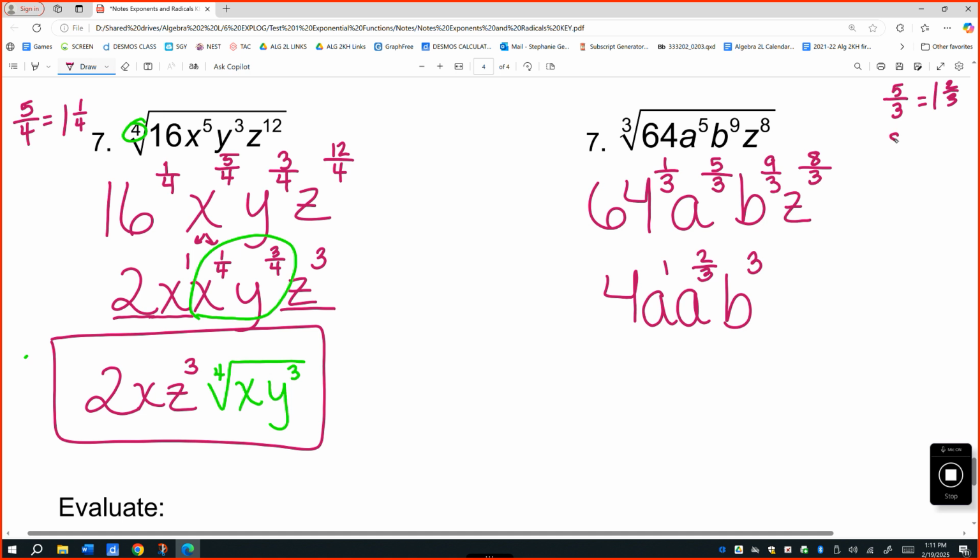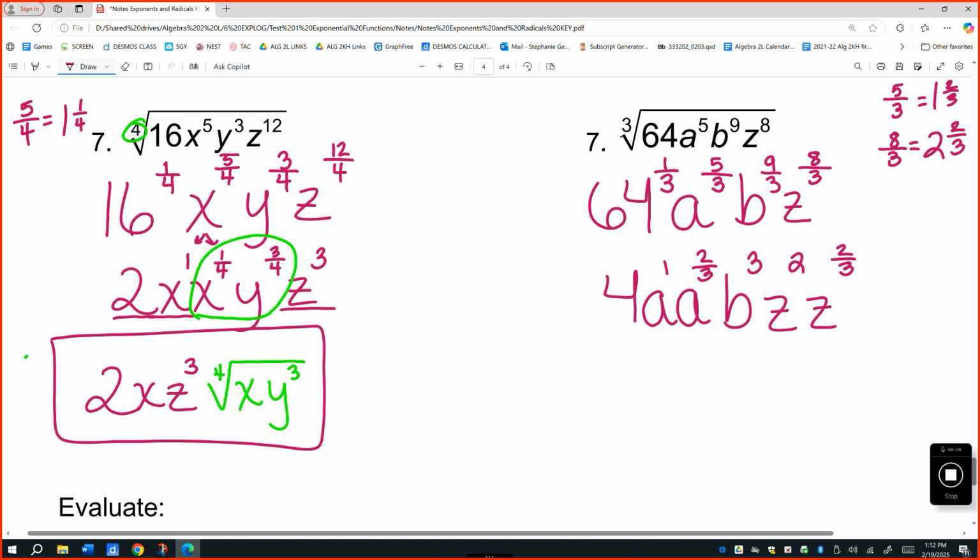So let's try to make that into a mixed number. Okay, how many times will 3 go into 8? 2 times. That's 6. And how many are left over? 7, 8. 2 left over. So it's 2 2/3. So I'm going to have z squared and z to the 2/3. So all the whole numbers and then the remainders are stuck over the root.